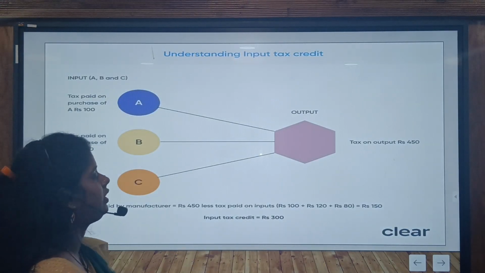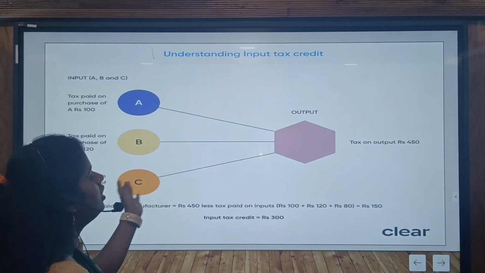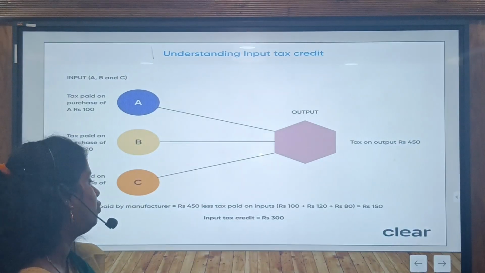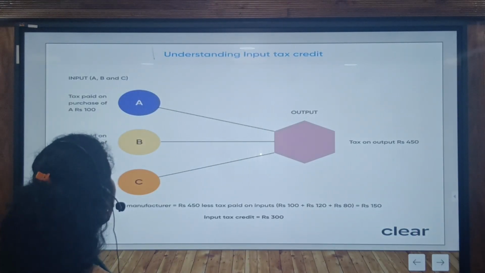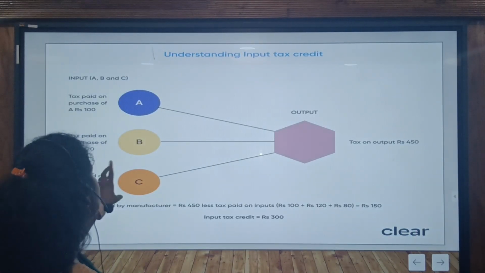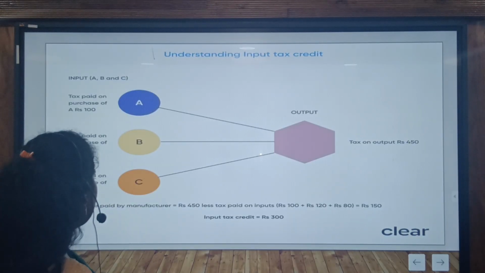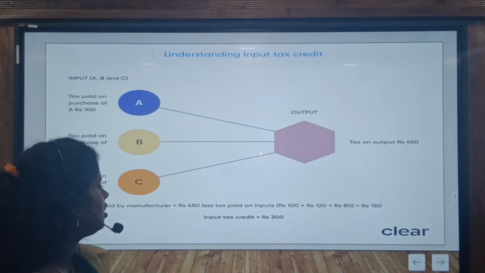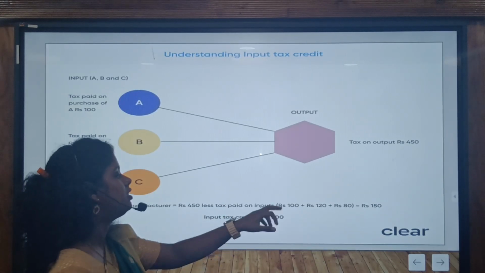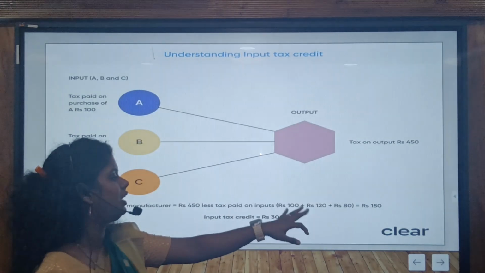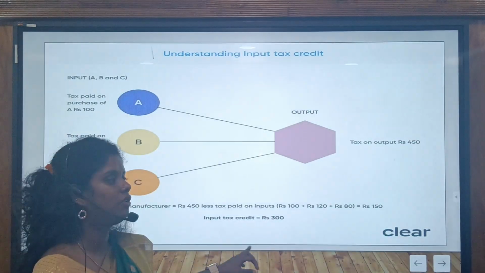Understanding input tax with an example: a manufacturer uses inputs A, B and C, and the tax on output is rupees 450. Tax paid on the purchase of A is rupees 100, on B is rupees 120 and on C is rupees 80. So tax to be paid by the manufacturer is 450 less the tax on inputs, which is rupees 100, 120 and 80. In total the input tax is 300, so the tax payable is 150.